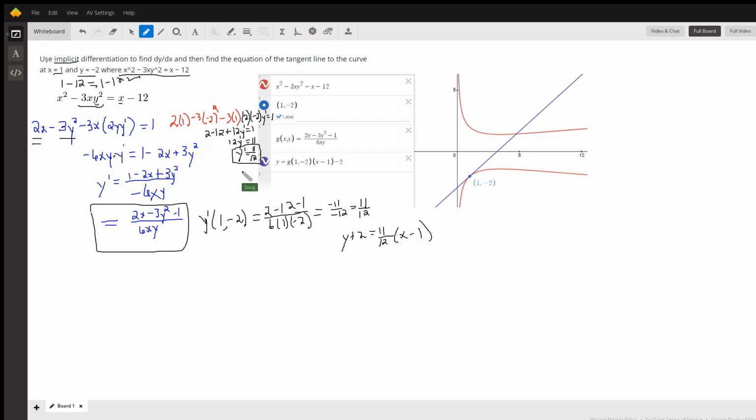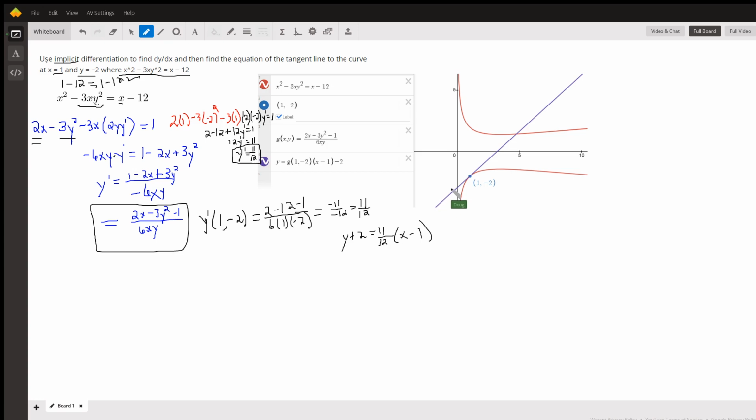passing through the point (1, -2), we can use point-slope. y minus a -2 equals 11/12 times the quantity x minus x of 1, which is 1. And of course, you could remove the parentheses, subtract 2 from both sides, and get it in slope-intercept form.